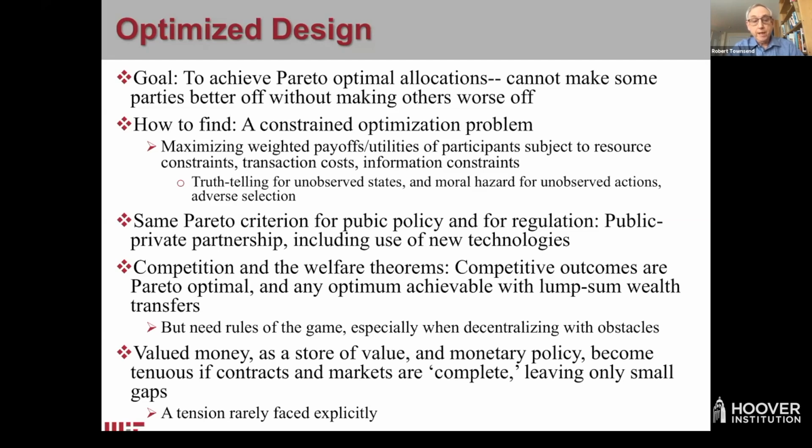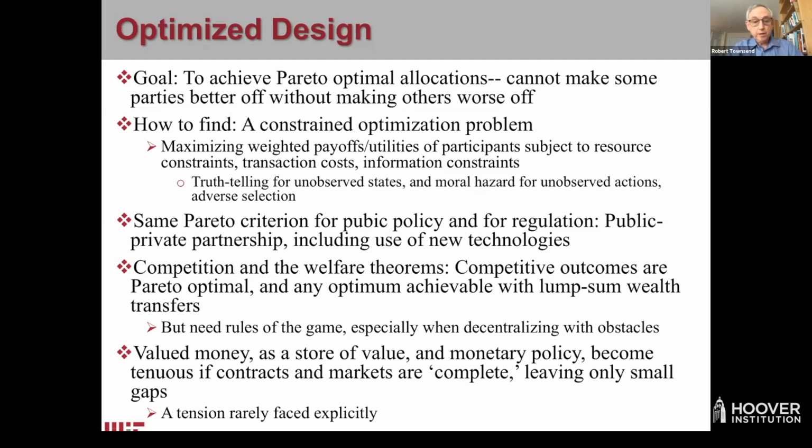How do we find and think about these optimized designs? We solve constrained optimization problems, maximizing weighted payoffs or utilities of the participants subject to resource constraints, transaction costs, information constraints, and so on. Under the latter, under information, the constraints would involve incentives to tell the truth about unobserved states, or to deal with moral hazard for unobserved actions, and to deal with ex-ante adverse selection considerations.